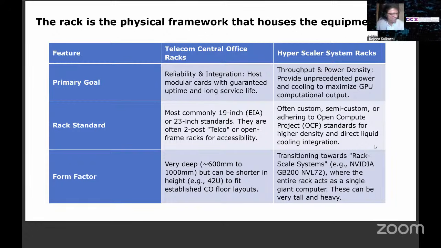So not the Indian Telco. This is a telecom operator. Whenever I say telco, people think how many vehicles you are selling per month. So telco is a telecom operator. Then very deep, 600 millimeter to 1000 millimeter depth, but can be shorter also. But usually the height is 42 U. 1 U is 1.75 inch. So that's the height. And then there will be a floor layout, ironwork, cabinets, etc.